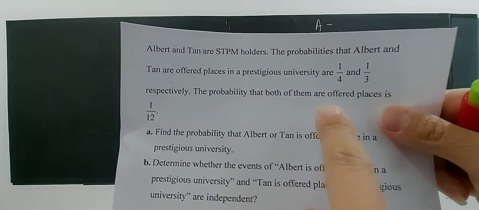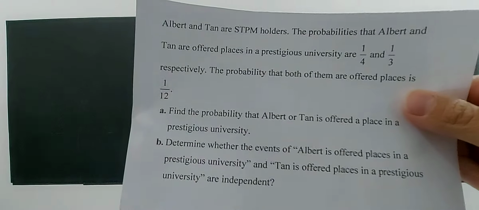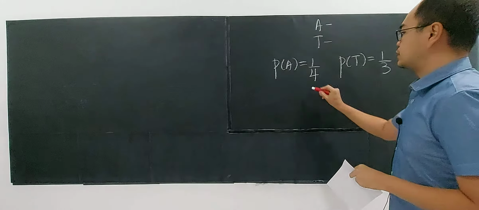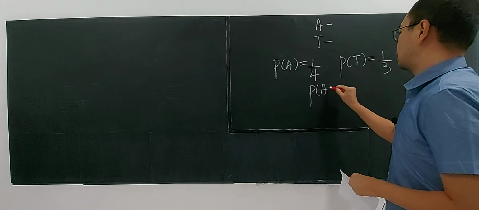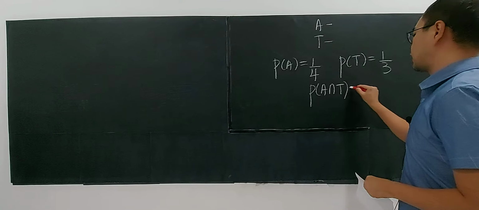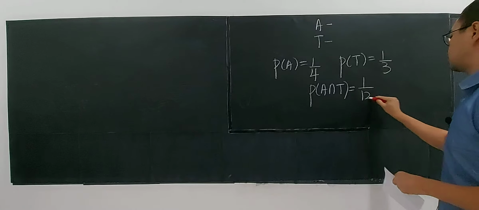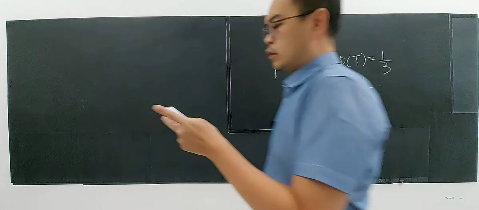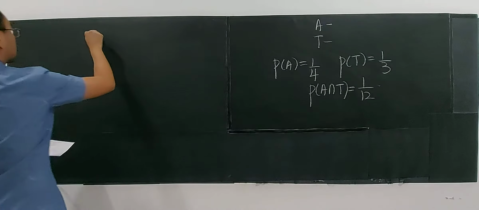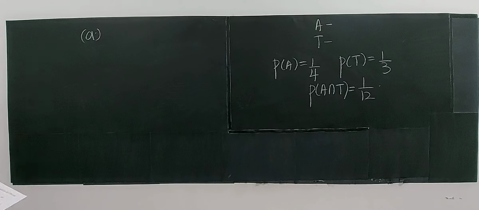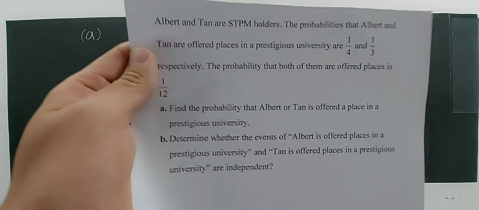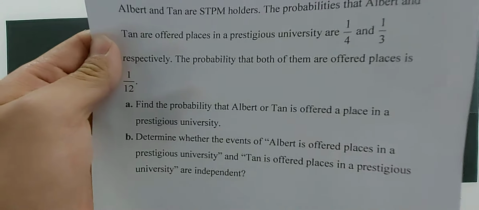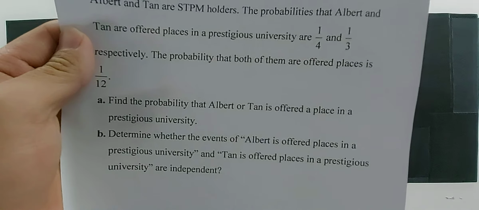both of them are offered place is 1/12. Means that both of them are getting, right? Means that Albert and Tan also get the offer is 1/12, right? It's 1/12. So find the probability, right? The question is find the probability, very simple. So it's find the probability that Albert or Tan is offered a place in a prestigious university.